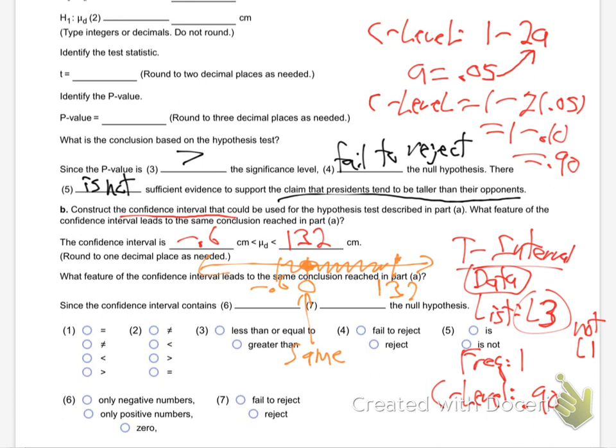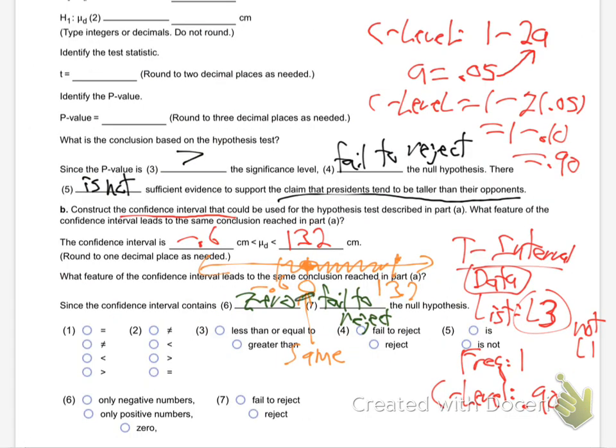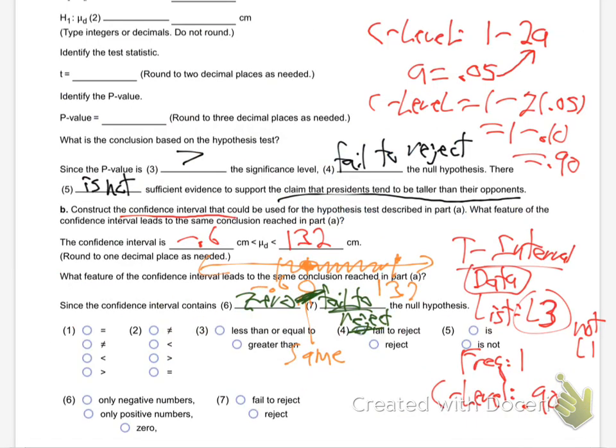There's no difference. Since the confidence interval contains 0, fail to reject. The null, remember, says they're equal. They're equal to 0. The difference is 0. Well, 0 is in our interval. The difference could be 0. There could be no difference between the true average age of the president and their main opponent. Age could make no difference at all. It's possible, 0's in our interval, so we fail to reject the null. We got to keep that null. The difference could be 0. 0's in our interval. There we go.